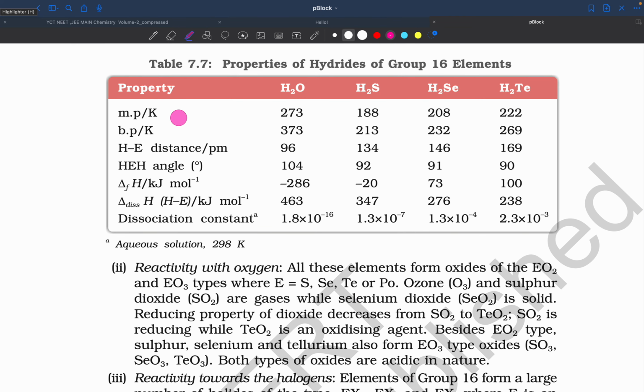Yeah. So first one, melting point. Iska melting point highest hai? Highest melting point is also for water, right? 273. That is 0 degrees Celsius. Right? Ice is formed at 0 degrees Celsius. That is 273. H2S is 188. H2Se is 208 and H2Te is 222. Whereas boiling point chudandi, 373 is for water. This is very high. 213, 232, 269.